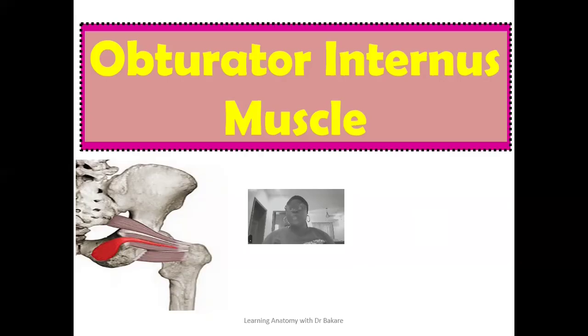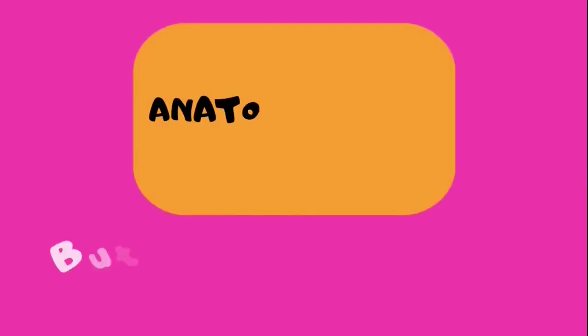In this lecture, we'll be looking at the obturator internus muscle. Using this image by the side, this is where we have the obturator internus muscle that is arrowed here in yellow. In this lecture, we'll be looking at how this muscle originates and where it finally inserts upon. Also highlighting the features that you should know as students of anatomy.